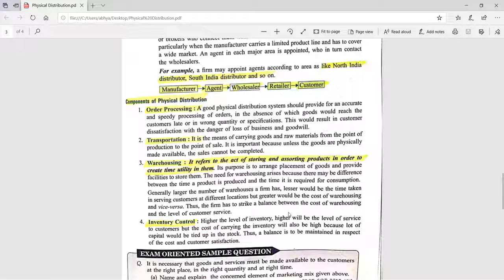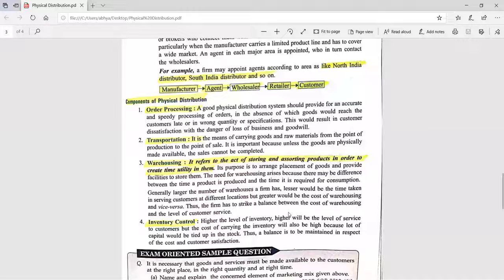Order processing means how accurately and speedily you are processing orders. Accurately means the right things must reach the right place. Suppose you are running a restaurant and two customers have come and they are sitting at separate tables. They have given their orders. One has ordered a burger and the other has ordered a pizza. And you have made the wrong delivery. The person who ordered the burger, you have given him pizza, and the other person you have given burger. So it means your order processing is not good.